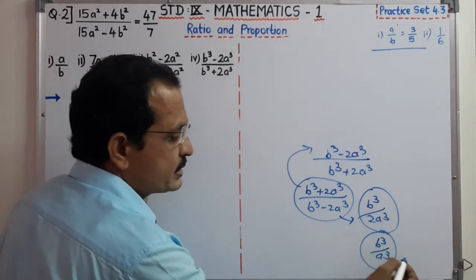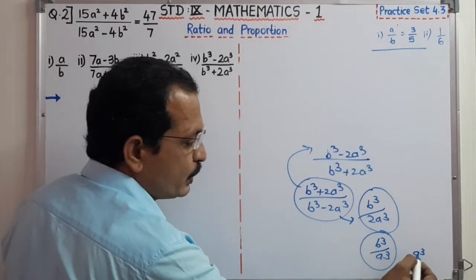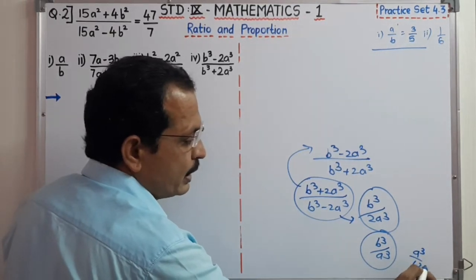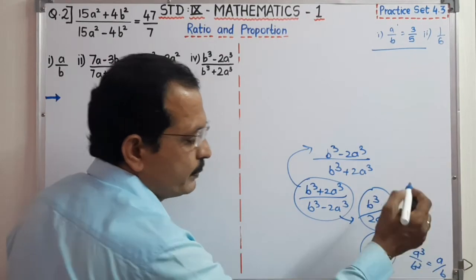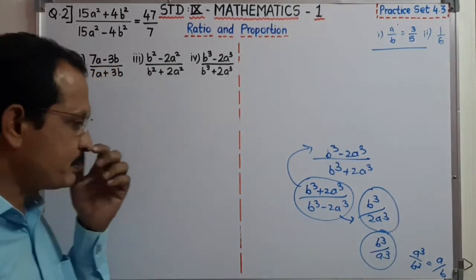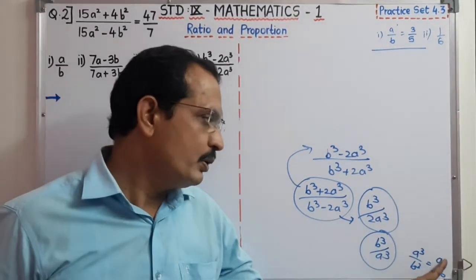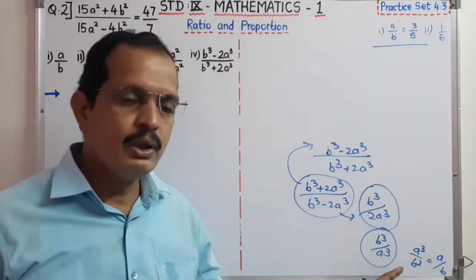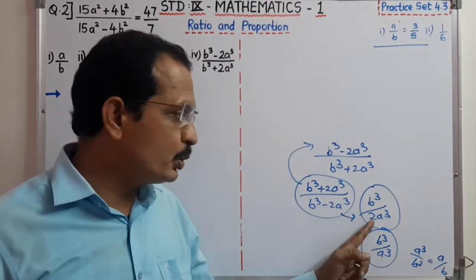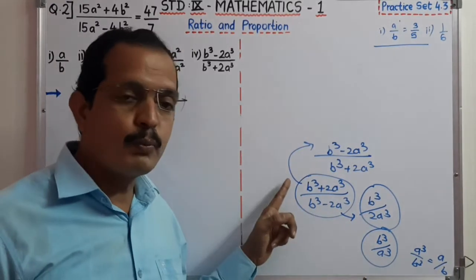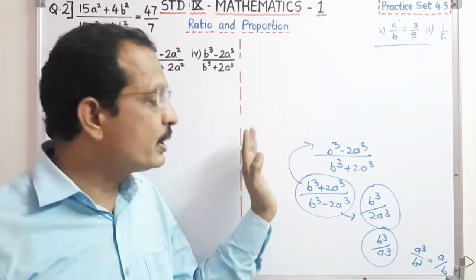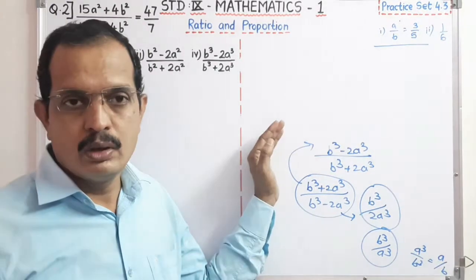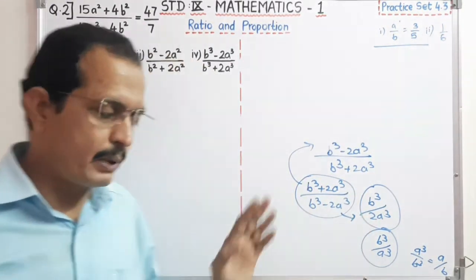And for getting this, we required first of all a cube upon b cube, and therefore a upon b. Therefore, by step, see here. First, we know a upon b. Then make the a cube upon b cube. Then multiply by 1 upon 2. Then do the componendo, dividendo. After that, do the invertendo. Like this, we have to go step by step.